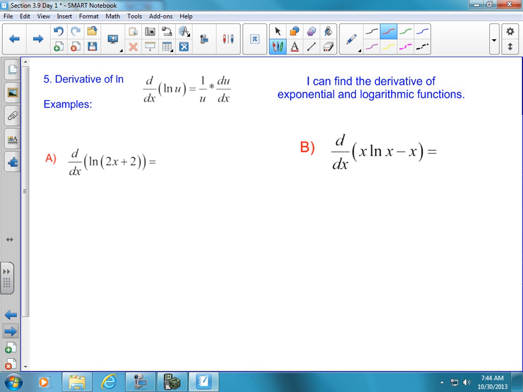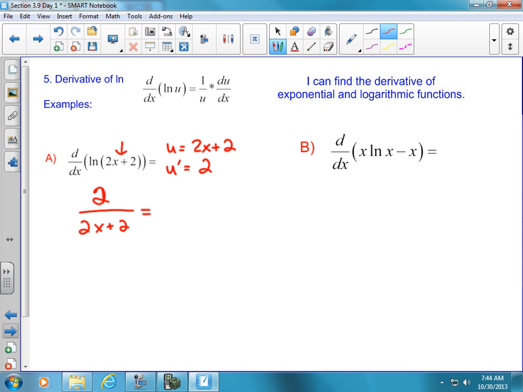This time we're only going to have to identify the u, because the base we already know is e. So we identify the u, which is 2x plus 2, and the derivative of u, which is just 2 in this case. We plug this into the equation. It's always 1 over the argument, times the derivative of the argument, which is just 2. So we multiply the top by 2.